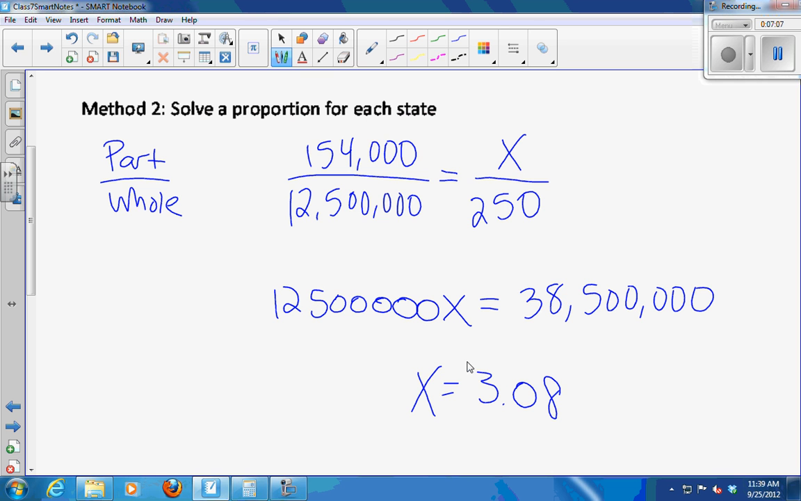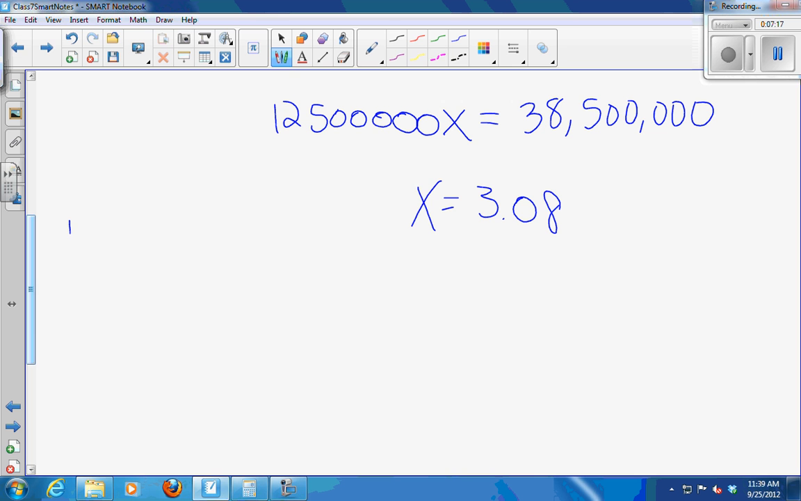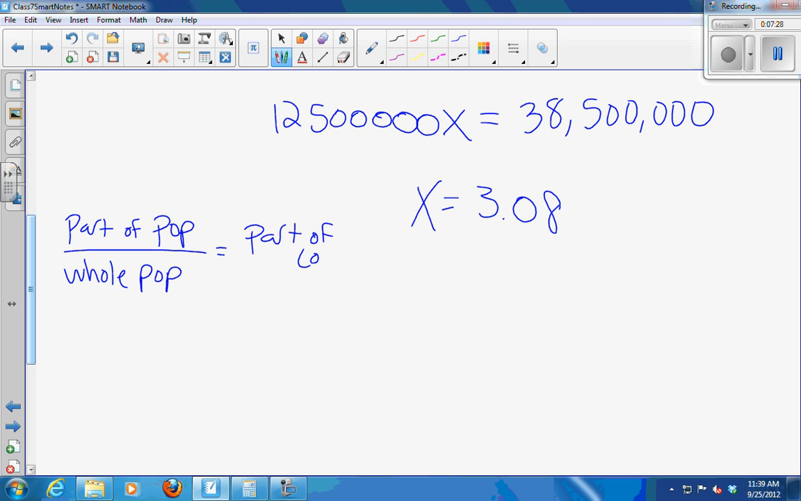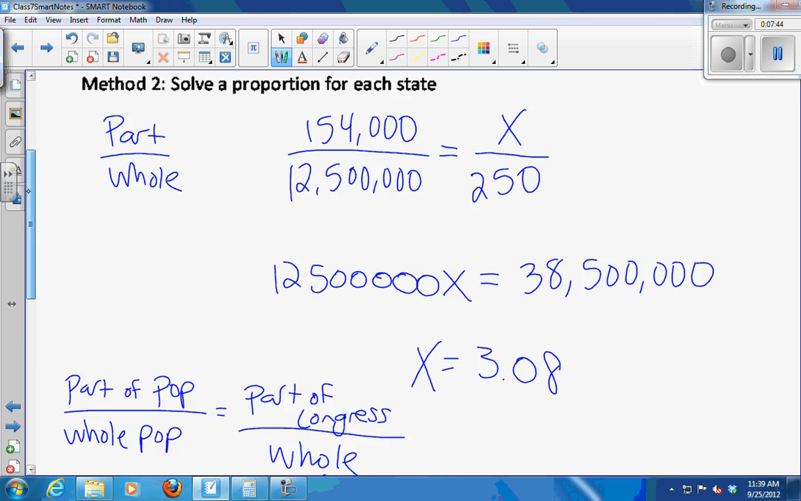So I did part of the population to the whole population equals part of Congress to the whole Congress. And the thing I didn't know was the part of Congress. That's what we were trying to figure out, so we called that X. So we get 3.08 for this one.